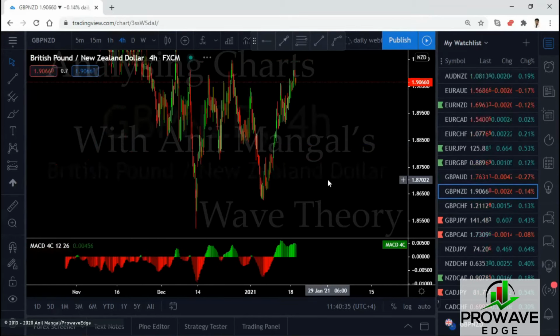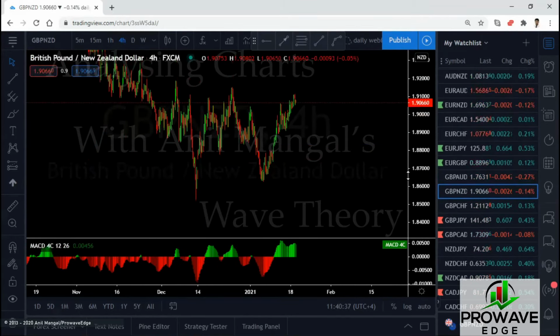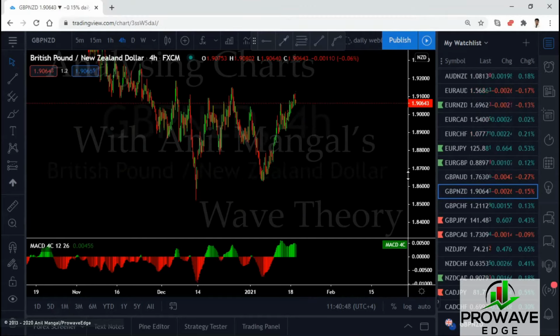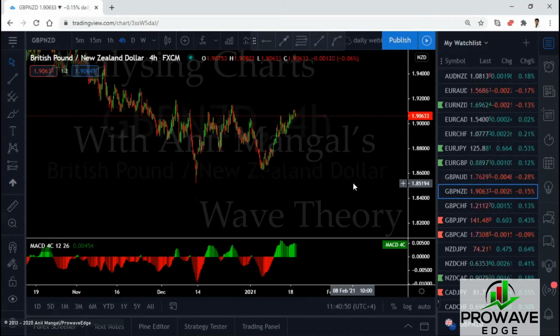Pound New Zealand, nothing much happened. Yesterday I told you we were expecting it to break this top or this top, and then we'd look for the sell. I think they were already there. So if we get sell setups in it, we'll look for it. Maybe it could go a little higher, but if we start to get a sell setup, we'll go with it.